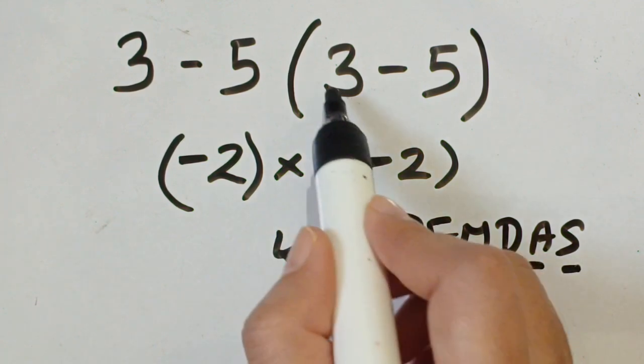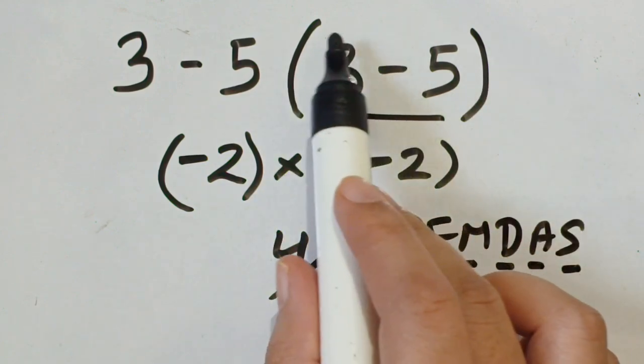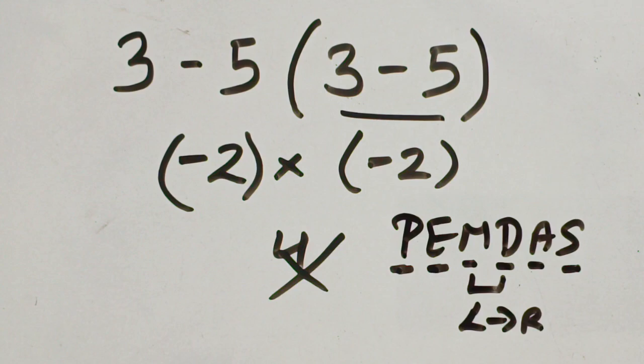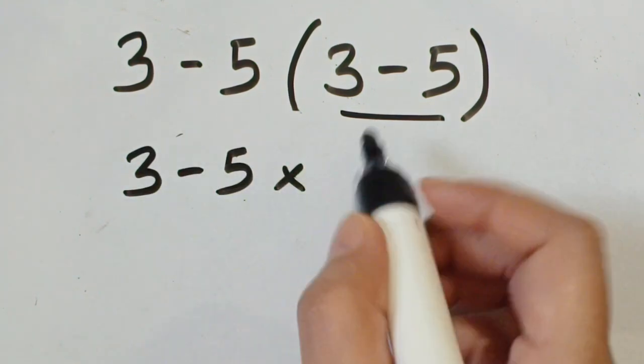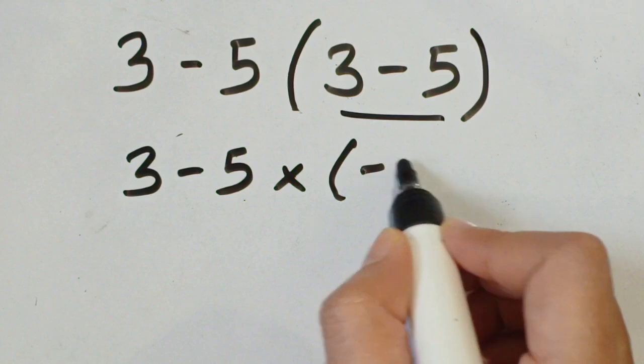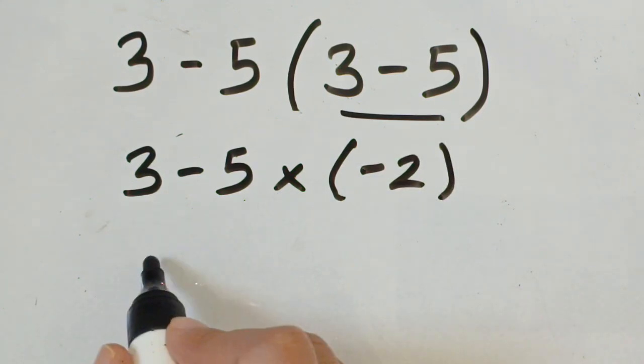So here first we'll solve this part, parenthesis part. In parenthesis here subtraction is there, so we'll solve this one. So 3 minus 5 times 3 minus 5, which is minus 2. Then here we'll solve this multiplication part.